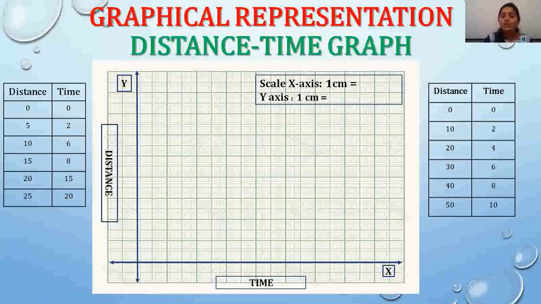If I say 2, that means my 1 centimeter will be considered equal to 2 units. So after 0, I will directly write 2, followed by 4. That means after every unit, there is a difference of 2. Clear? The same goes for the x or the y axis.